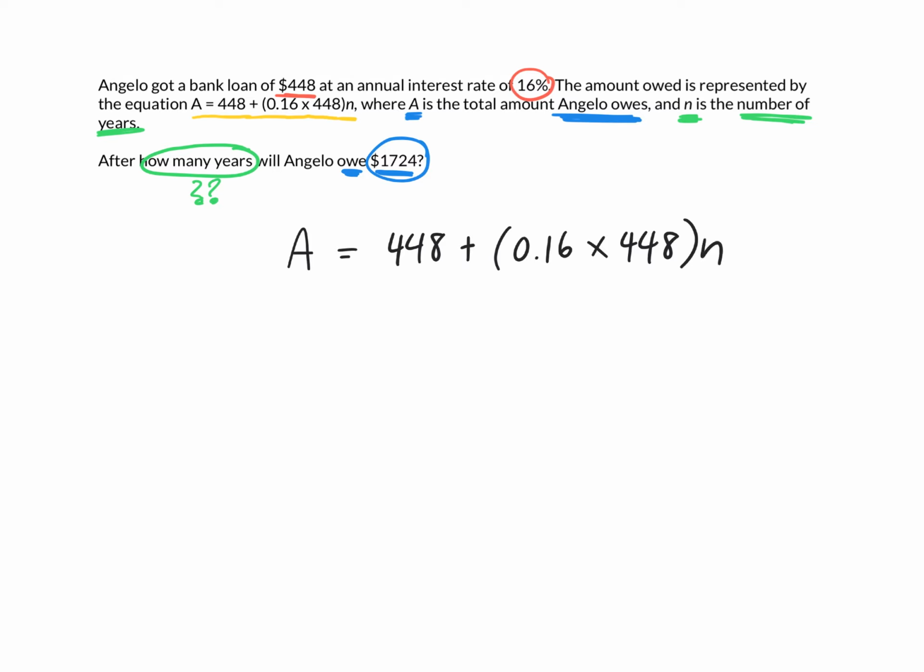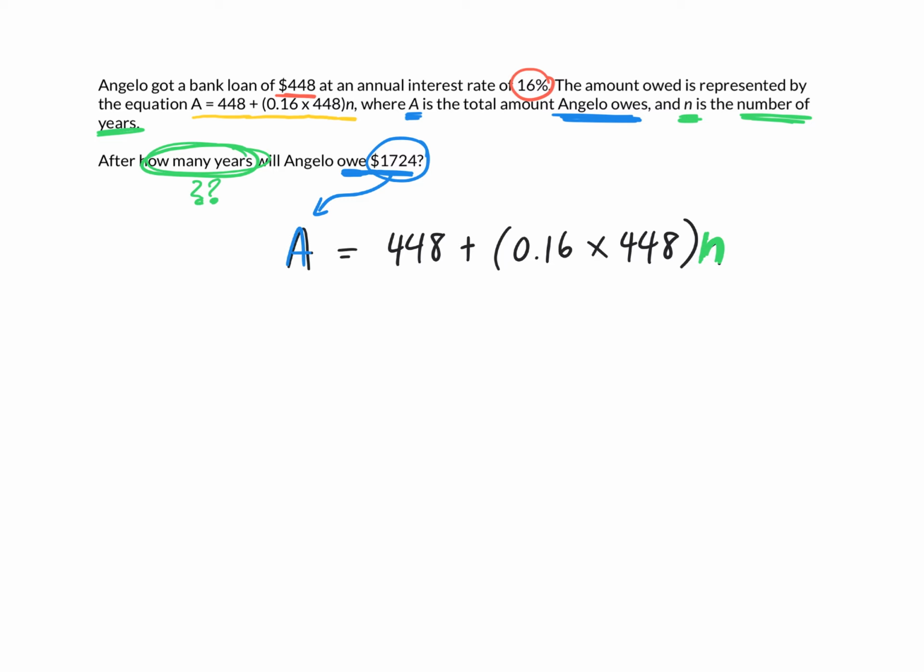Okay, so we're told that A represents the total amount he owes. And are we given that information in the question? Well, let's look back at the question. After how many years will Angelo owe 1,724? So we're actually told the total amount he owes, and n represents the number of years, and that's actually what we need to figure out. We need to try and isolate for n. So this question is a little bit different because n is not isolated. So we have to rearrange this equation, and we're going to isolate for n.